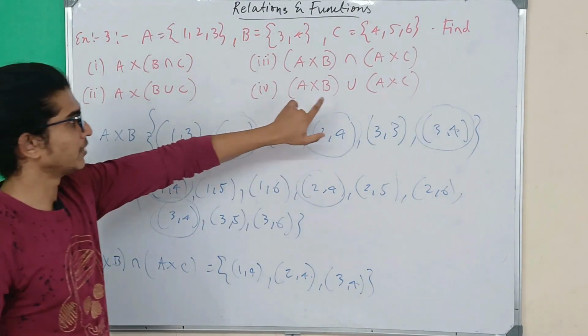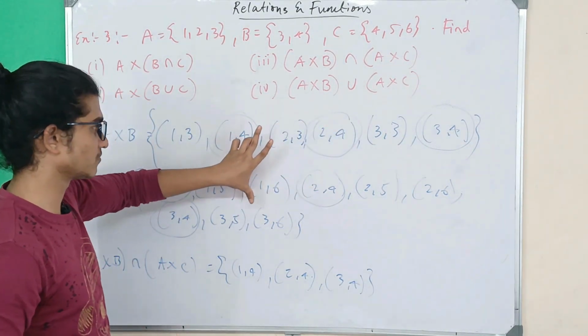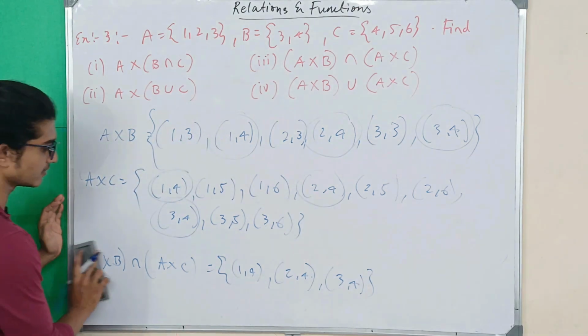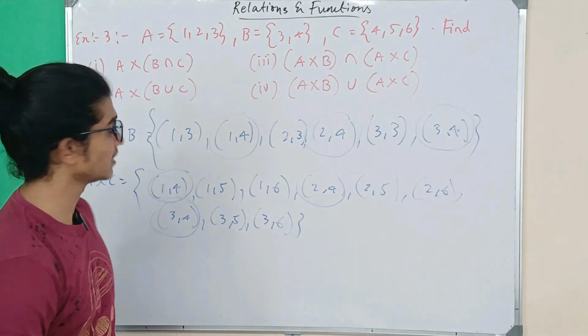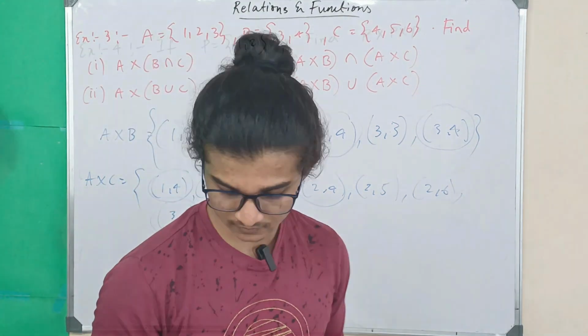And the last one is we have to do the union of these two sets. So just merge these two sets, we'll get the answer. I'm not going to do that. Try this. So that was the example 3. Now let's move on to the example 4.